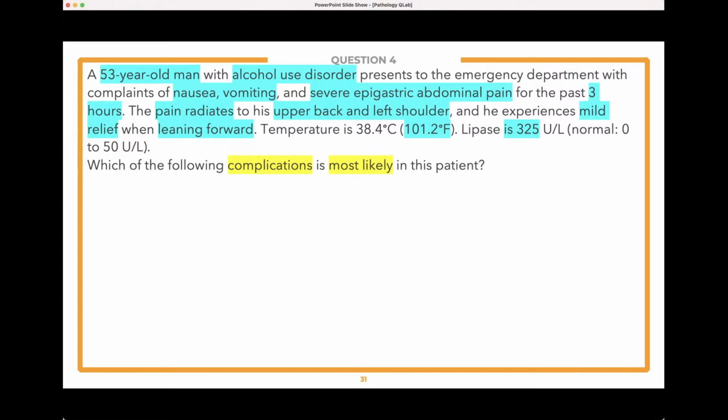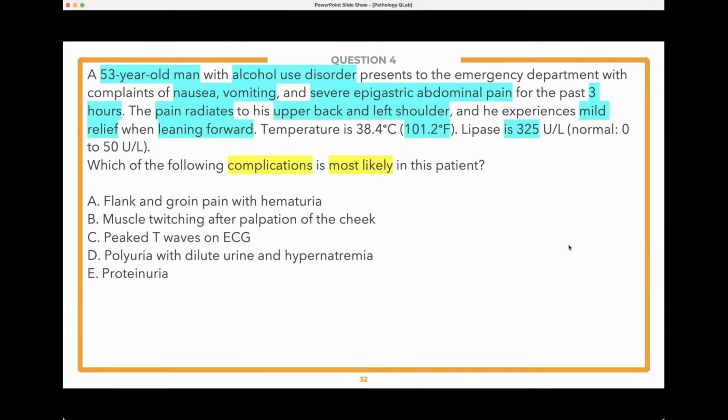So let's go ahead and take a look at those answer choices. Once again, we're going to start at the bottom and work our way up to the top. Answer choice E, proteinuria. D, polyuria with dilute urine and hypernatremia. C, peaked T waves on ECG. B, muscle twitching after palpation of the cheek. And A, flank and groin pain with hematuria. So we're going to go ahead and open up that poll. Go ahead and select what you think is the best answer here, and we'll talk about it in just a few seconds.